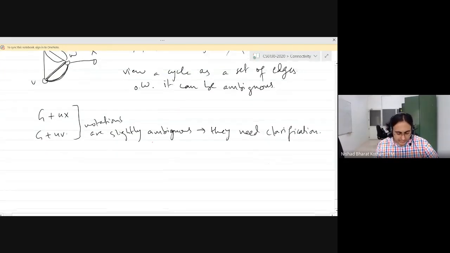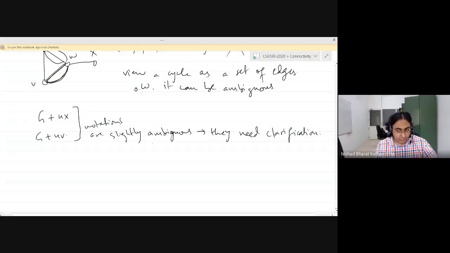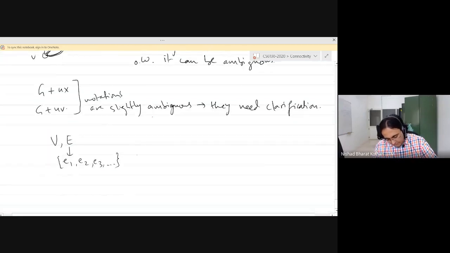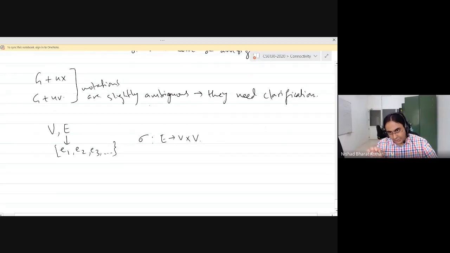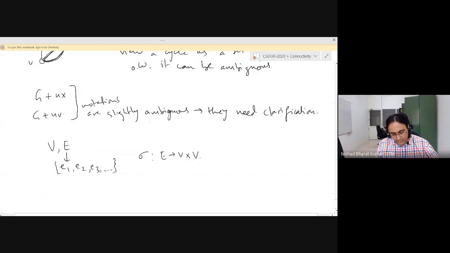To resolve these issues, most graph theory textbooks think of a graph as a set of vertices and a set of edges, E1, E2, E3, and so on. And they define a function phi from E to V cross V. So each edge tells you what are the two ends of that edge. And this way you can avoid the confusion.